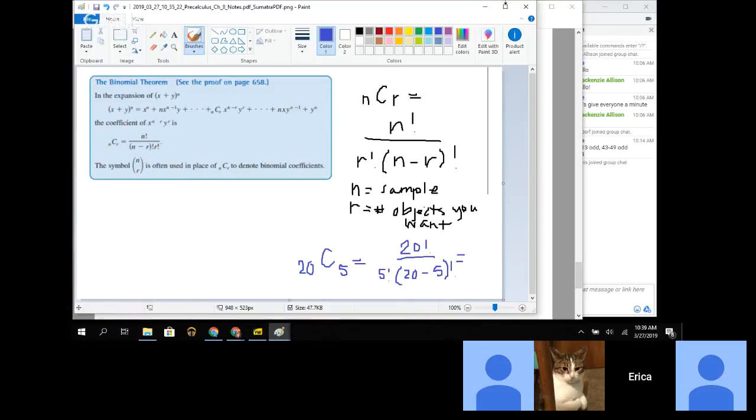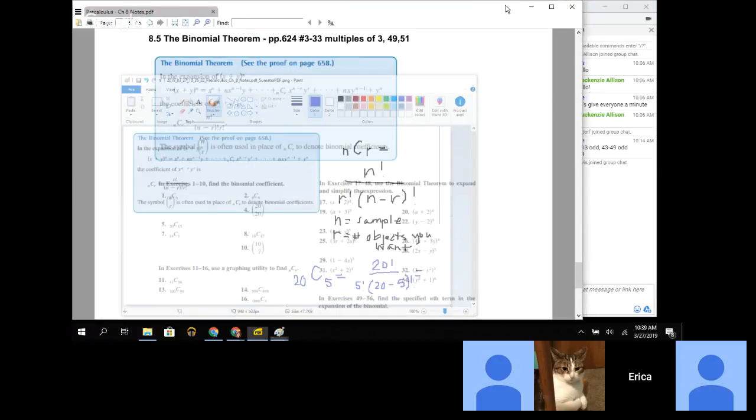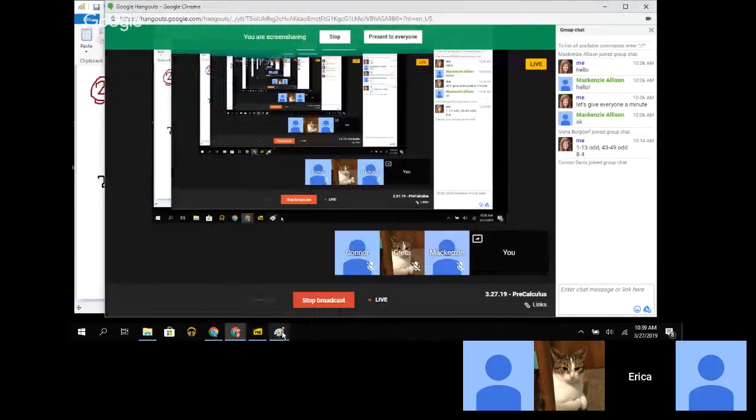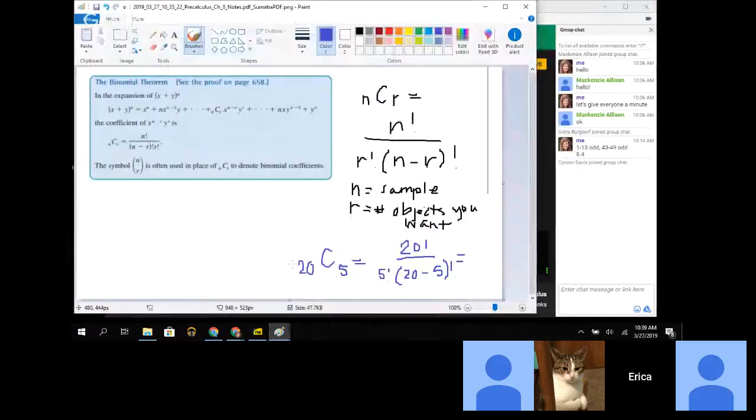Another way to write that, which we didn't talk about before, is like this. It kind of looks like a matrix. You have 20 choose 5. That's a way to say it: 20 choose 5. So you have 20 markers, you choose 5, and we're not worried about the order.